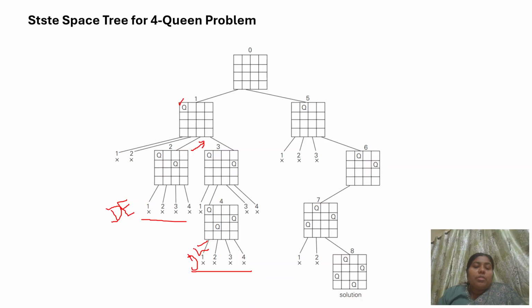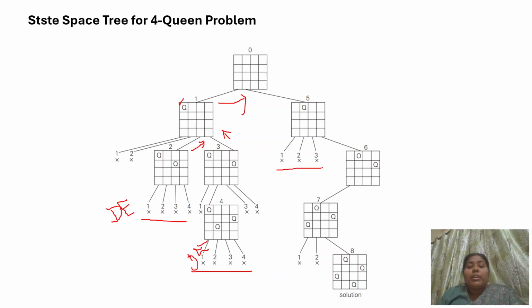So I am just going to backtrack. So this cannot be further explored. I'm just going to the initial state, changing the first queen. I'm just going to place the queen on the first row, second column.